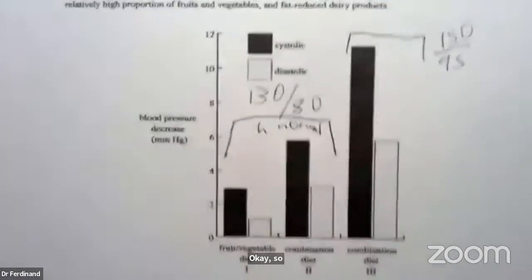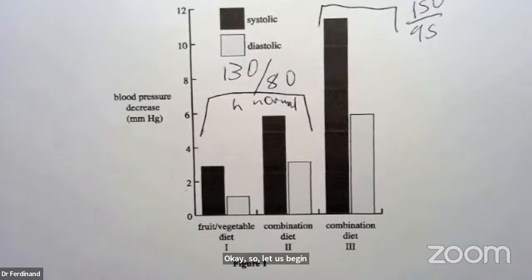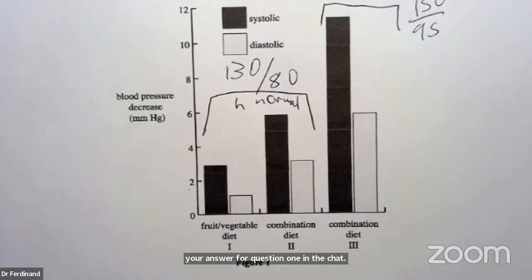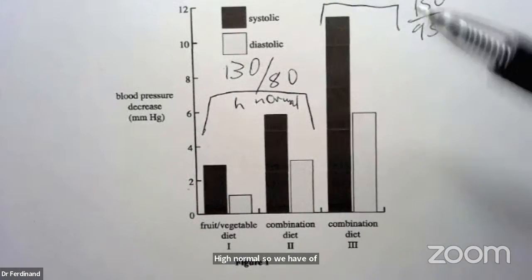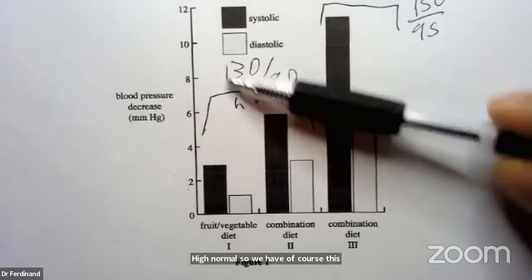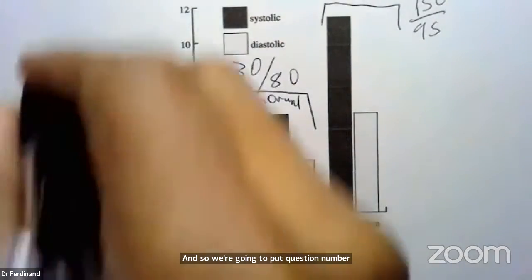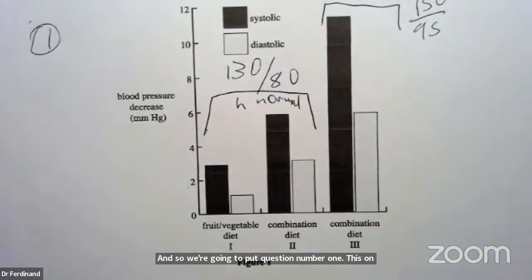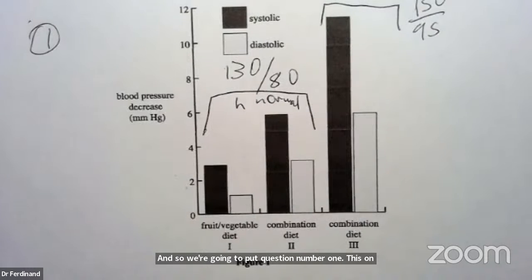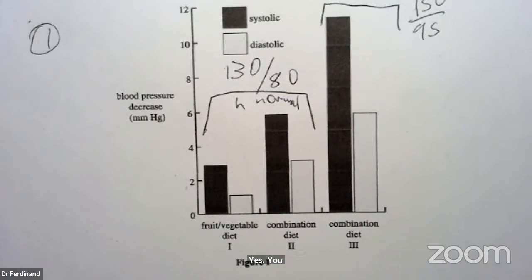We'll start with the first question, and you can put your answer for question 1 in the chat if you wish. Which one of the following is the estimate of the systolic pressure of high normal? It's always going to be systolic over diastolic, and high normal is going to be this number right here. Question number 1. Yes, you guys seem to have it quite well.